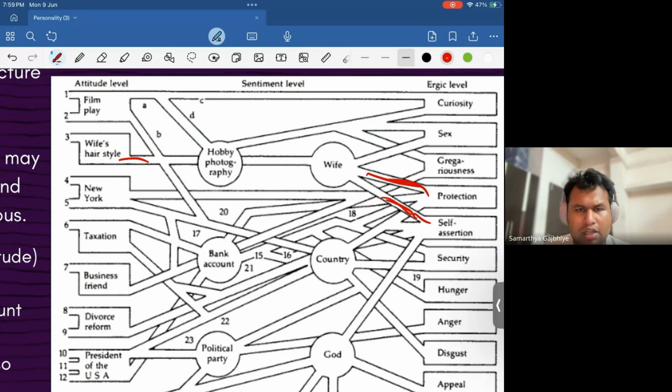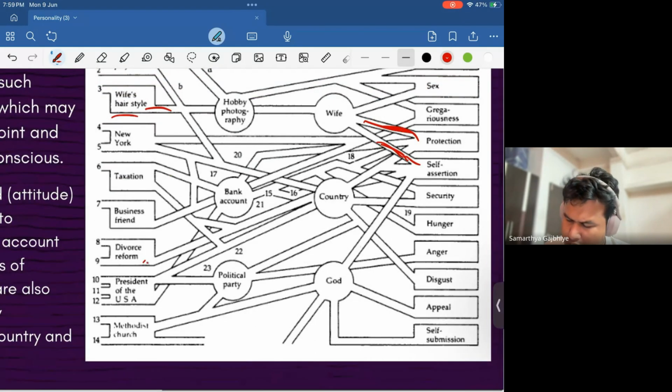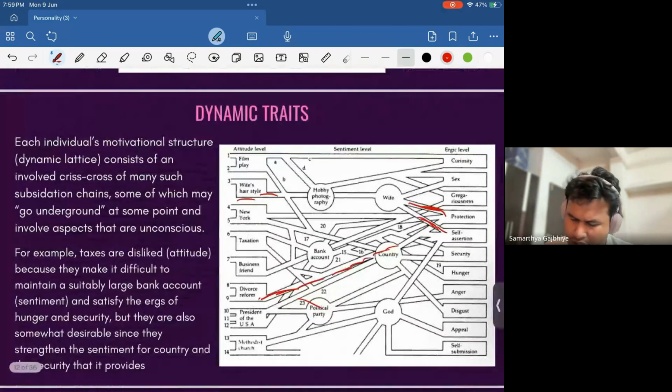Clothes, for example, right? Divorce reform would be, of course, connected to political parties in some manner, connected to country also. Is it legal? Is it not legal? In India it's looked down upon, in the USA it's fine, right? So this is a dynamic lattice. Okay. ठीक है.